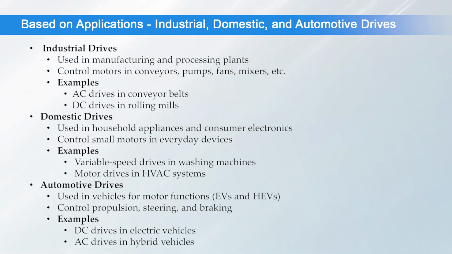Next, coming to the automotive drives, they are used in vehicles to control various motor functions, including those in electric vehicles, EVs, and hybrid electric vehicles, HEVs. These drives manage motor operations such as propulsion, steering and braking. The examples are DC drives in electric vehicles and AC drives in hybrid vehicles.